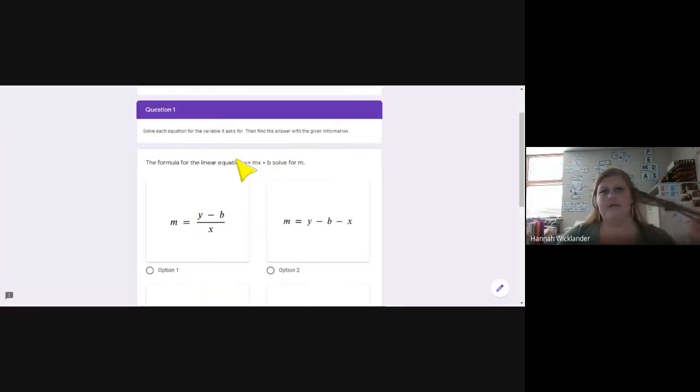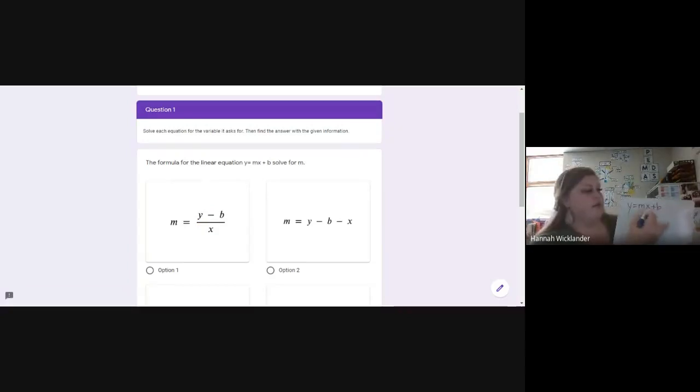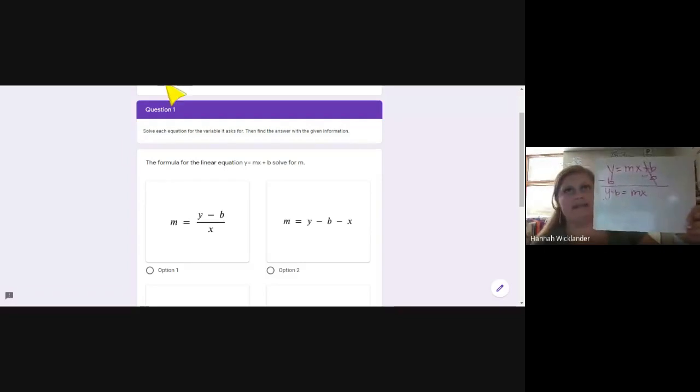Okay, so solve the equation y equals mx plus b, but solve for M. If you guys feel confident that you want to get started on this, you can, but I'm just going to do a couple of problems with you guys. So I have y equals mx plus b. Solve for M. So what I'm going to do is I want to get everything to this side except for M. So I'm going to subtract B from both sides. Those will cancel. And I'll be left with y minus B equals mx. And then now how am I going to get the M by itself? What am I going to do?